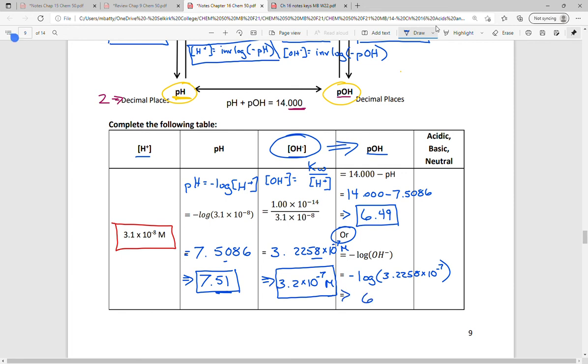I didn't write the exact number because I'm actually done with this question. I get the exact same value for the pOH. So it doesn't really matter. It's a bit of a choose your own adventure. You can do what you think is easiest.